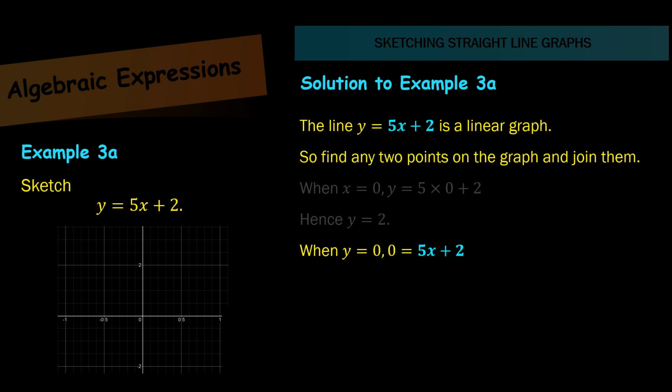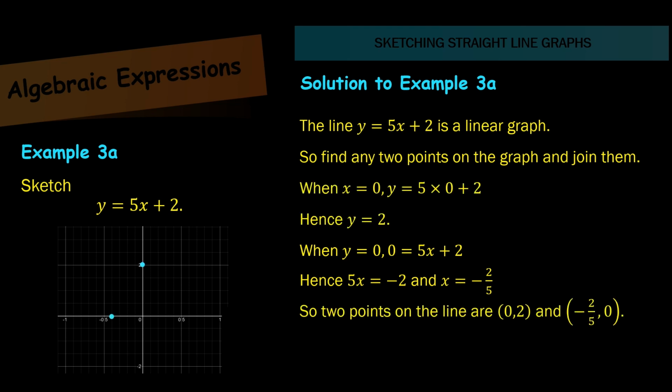And when y is 0, let's plug in our values and rearrange. And finally, dividing by 5 gives us x equals minus 2 over 5. So the 2 points on the line are 0, 2 and minus 2/5, 0.